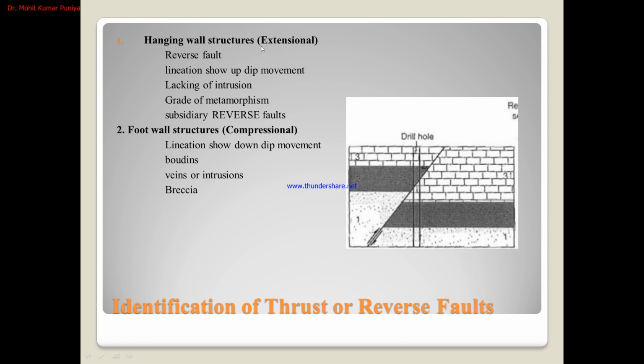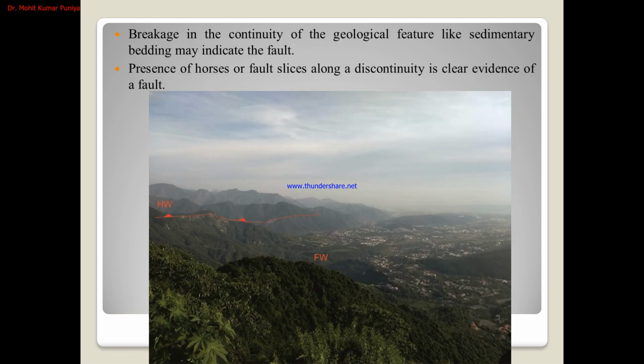I am correcting here, don't go by the written format. I am correcting by words that hanging wall structure always shows compression and footwall structure always shows extension. This one is written wrongly, because there are so many exams where we have to match the correct sequence. Okay, so in the footwall structure we'll get lineation, so dip-down movement, meaning movement along the dip, we will get in the footwall structure. Then boudin structure, because there is extension, so boudins always occur in extension. Veins or intrusions always occur in the footwall, and breccia also. So I think you will get the answer to the question where you asked why we are getting the breccia in the extensional regime. Okay, so this is the correct answer.